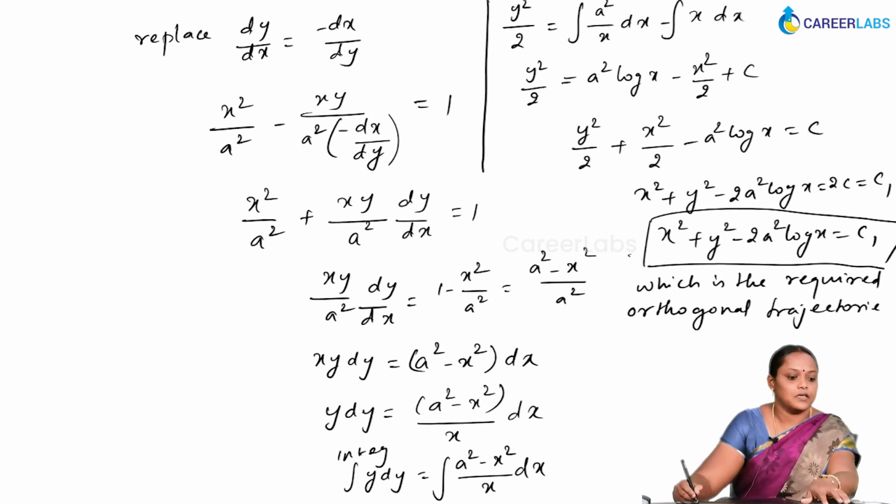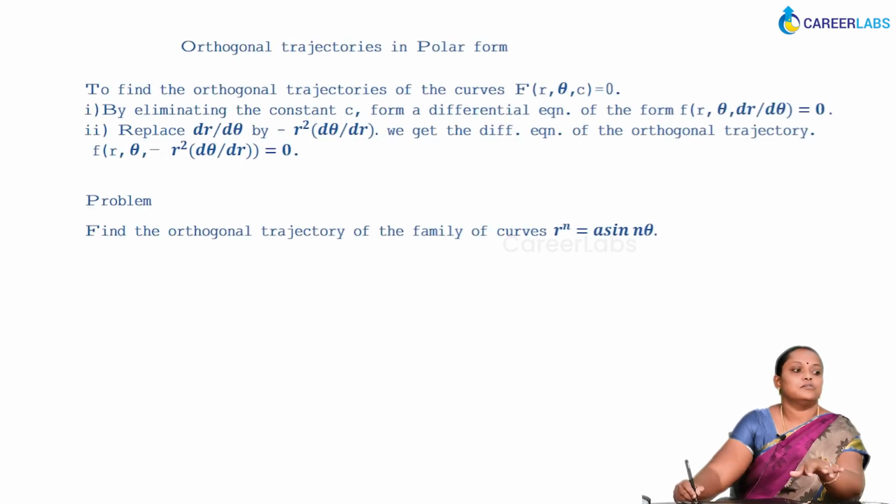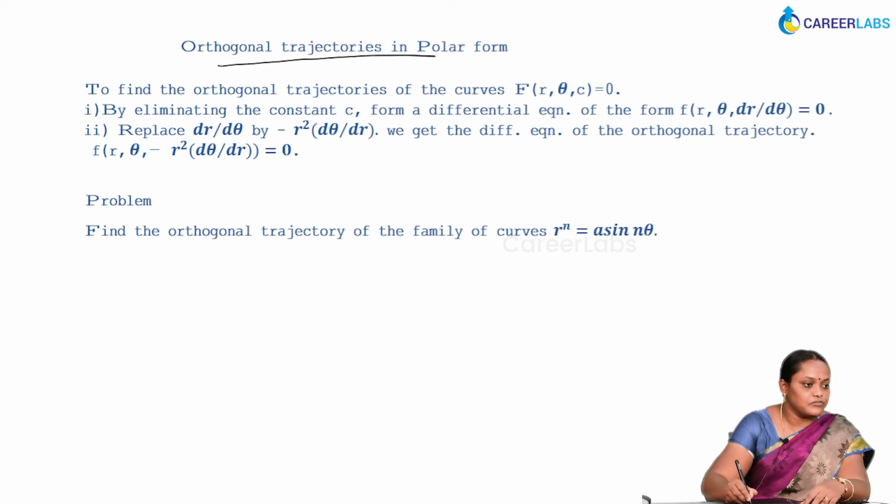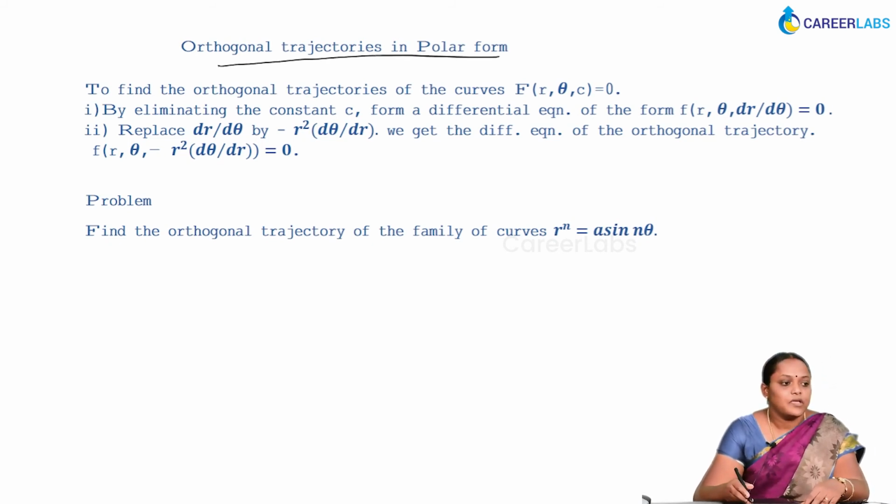Okay. So now we will move on to the orthogonal trajectories in polar form. In order to find the orthogonal trajectories in polar form, we need to eliminate c as we did for Cartesian form. The same thing we are going to do. We are going to differentiate with respect to theta here. Once we differentiate with respect to theta, the constant will get eliminated and you will get a function in terms of r, theta and dr by d theta. Now as a second step, we are going to replace dr by d theta by minus r square d theta by dr.